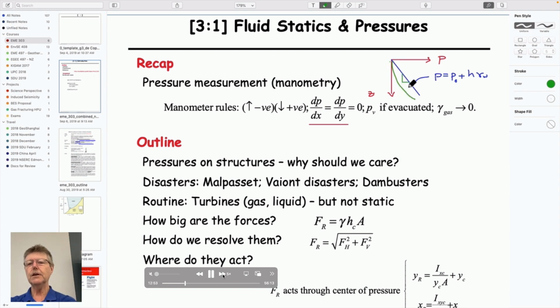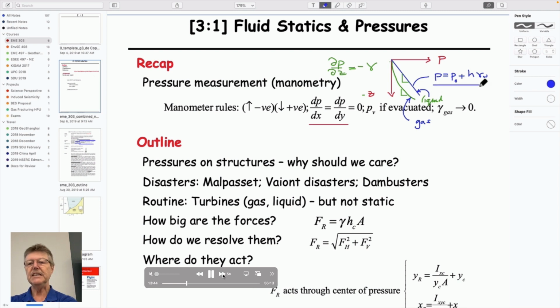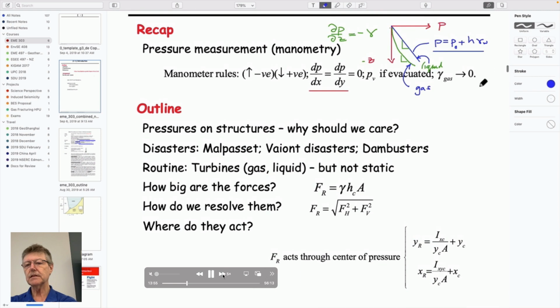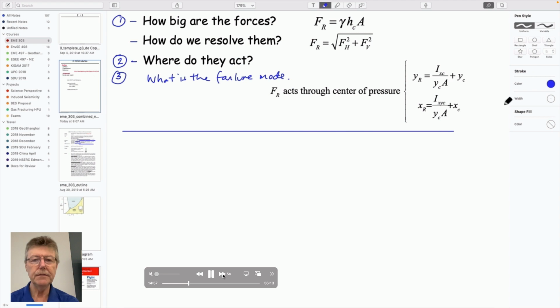So continuing from last time, we talked about the rules that we have, that the blue curve is for incompressible fluid, the green curve is for a compressible fluid. dP dz is equal to minus unit weight is always true, but when you integrate it, the way you integrate it changes. And so what we'd like to know is, one, if we're resolving the forces on bodies, what are the forces that are applied?